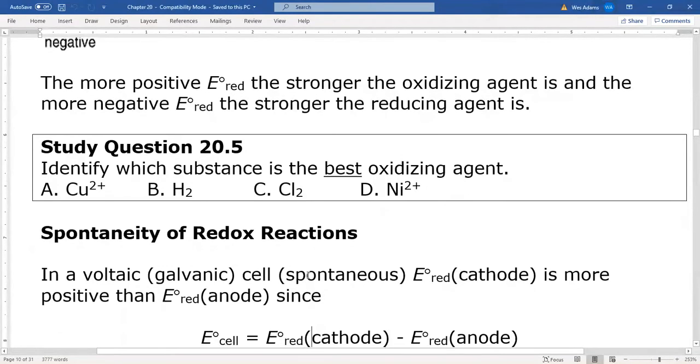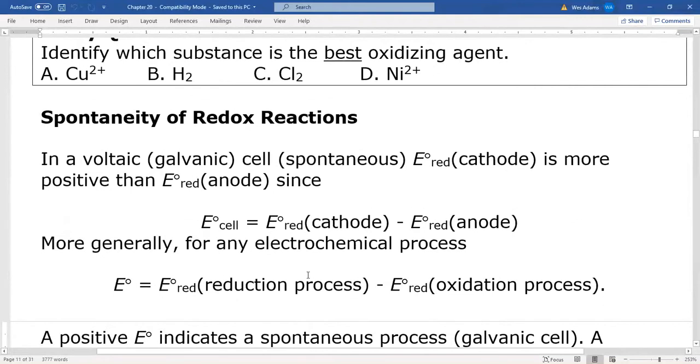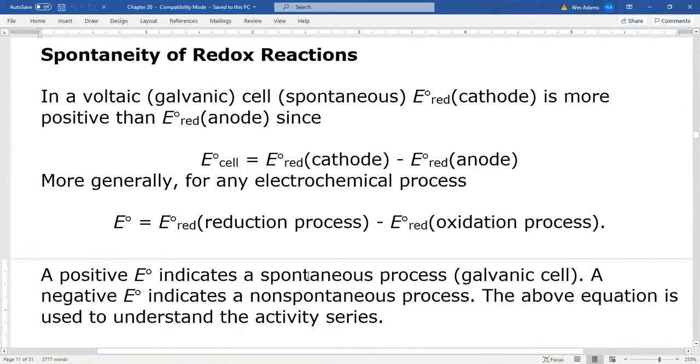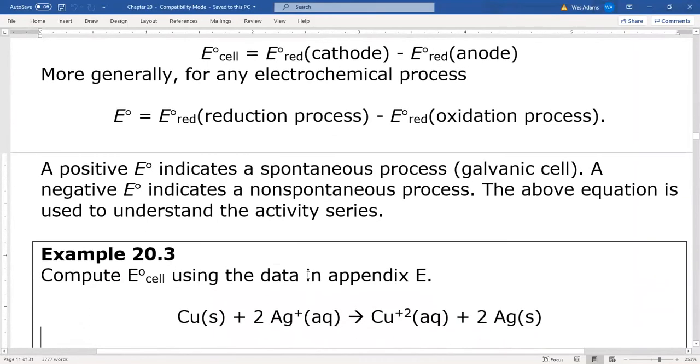So in a spontaneous cell that is a galvanic cell, we want that difference to be as big as possible, but we can make it more generic. Instead of cathode and anode, we can say reduction process and oxidation process if we want to look at a particular reaction being spontaneous or not. Even if it's not a cell per se, we can look at it and see what that redox would be, spontaneous or not. And it helps us understand that activity series from the first semester course.